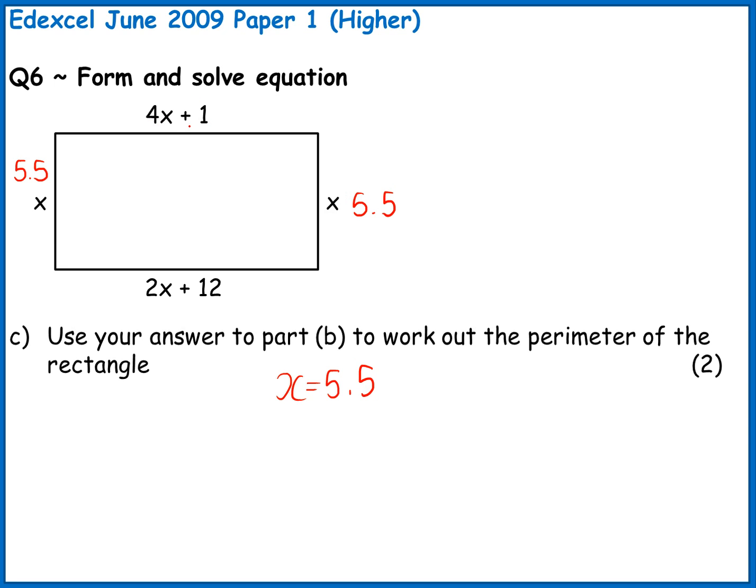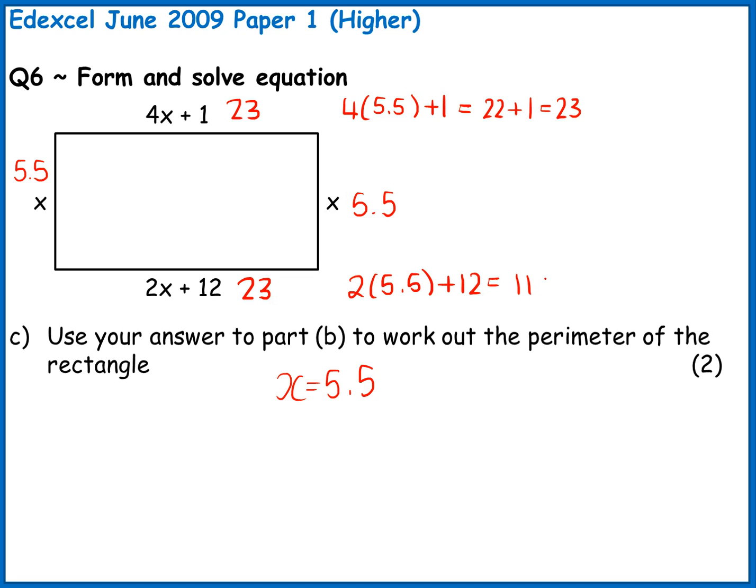If I've got 4x plus 1 here, well, 4 lots of 5.5 plus 1. For 4 lots of 5.5, I can just do double and double again. So double 5.5 is 11, double again is 22, so 22 plus 1, 23. Because I've got a rectangle, obviously this side is also 23, but I can check by substitution. 2 lots of 5.5 plus 12. Double 5.5 is 11, plus 12, 23.